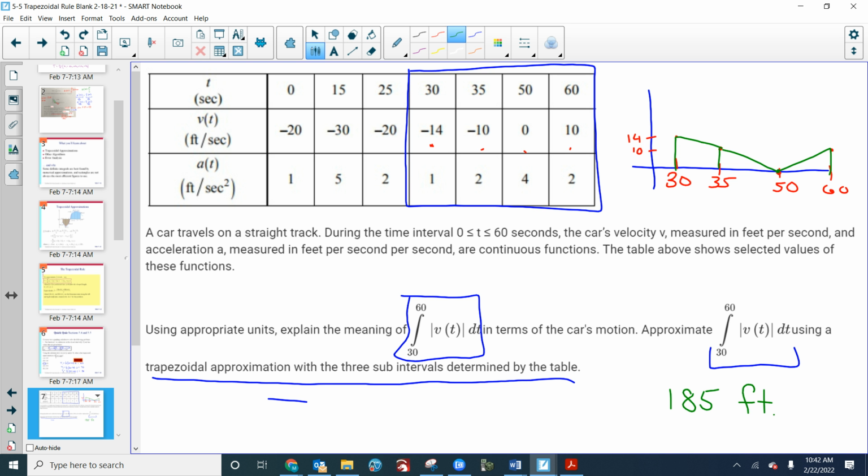I can't emphasize enough, practice writing this out into a sentence for them. They're going to have you justify your answer. The car traveled a total distance of 185 feet. Don't stop there. On the interval from 30 to 60 seconds. That would be a perfect answer. Full credit. You use the context, total distance, and you use the time interval. Make sense? Awesome.